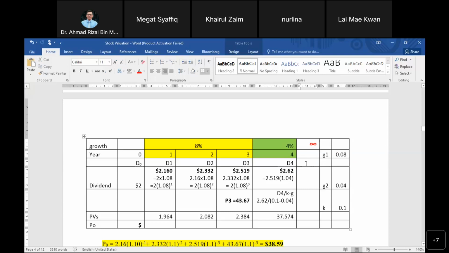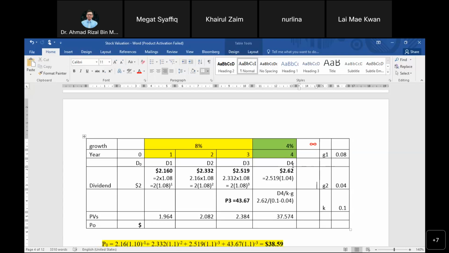Why didn't we continue to calculate D5, D6, dividend in year 5, dividend in year 6, and so forth? Why do we stop at D4? Anyone want to try? After D4.